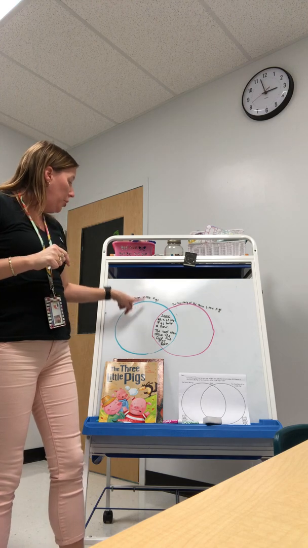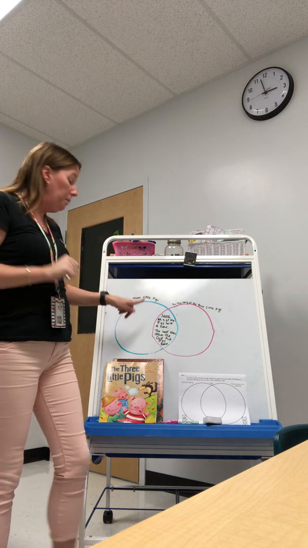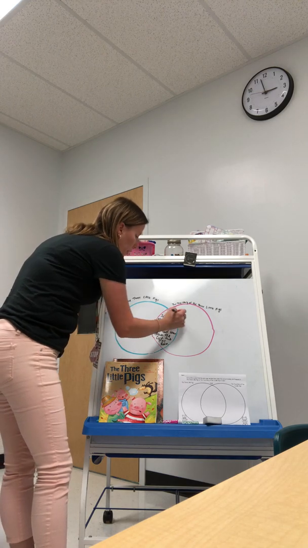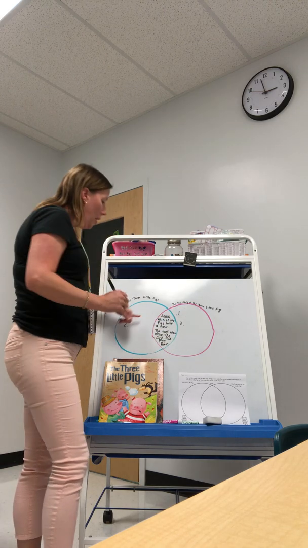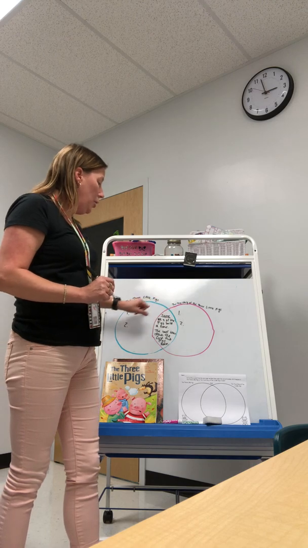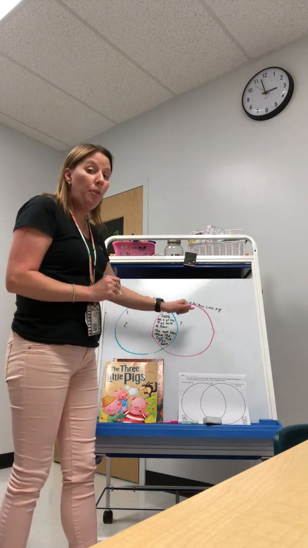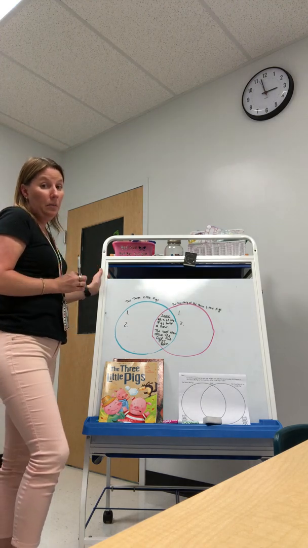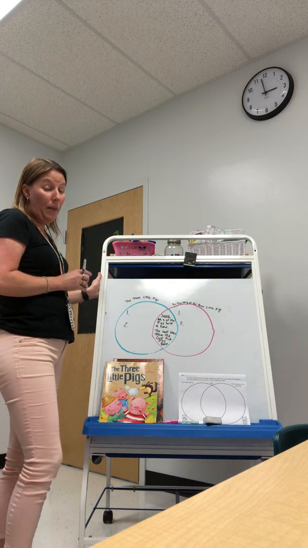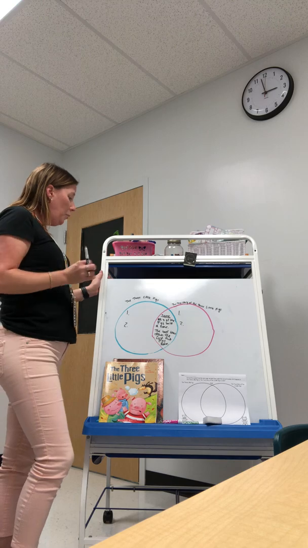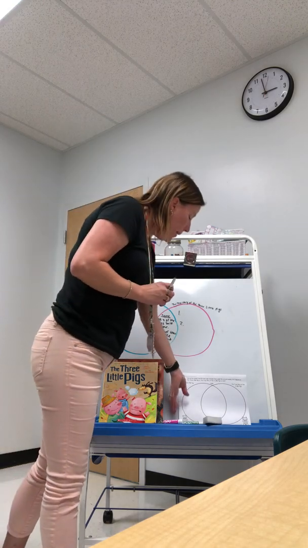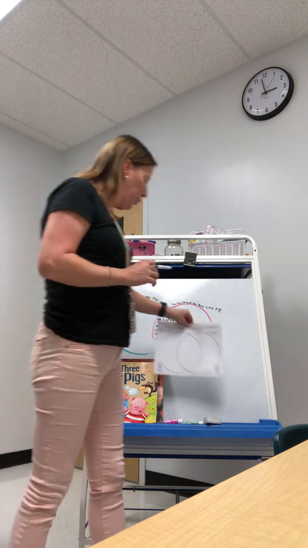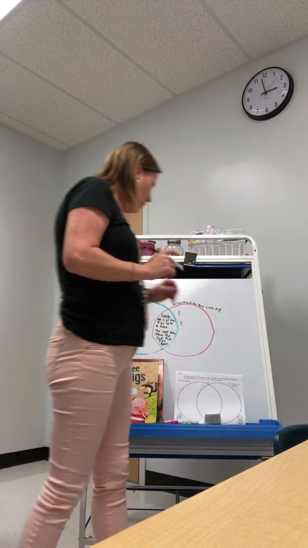Now what I want you to do is work on your own, and I want you to come up with two ways that these stories are different. So what are two things that happened in each of the stories that were different from the other story? So I'll give them about 7 to 10 minutes to work on that. All right, so we're going to come back to the carpet. Bring your graphic organizer with you, and we are going to share our answers.